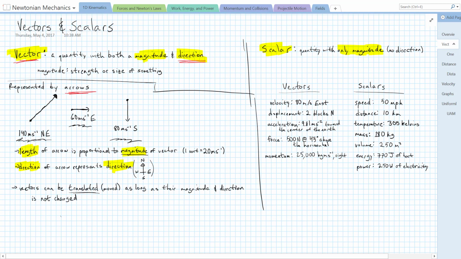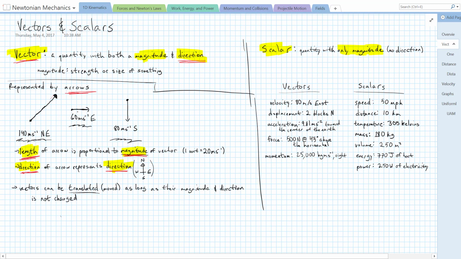Here we have a vector 140 meters per second to the northeast, so we draw a northeast pointing arrow. Now for any vector arrow, we have two important things. The length of the arrow is proportional to the magnitude of the vector. And the direction of the arrow is the direction of the vector. Seems kind of obvious. So I actually have three different vectors that are using the same scale here. 140 meters per second northeast here.